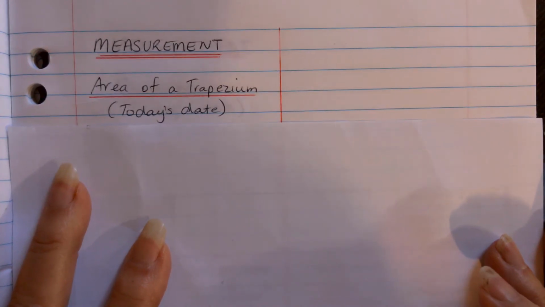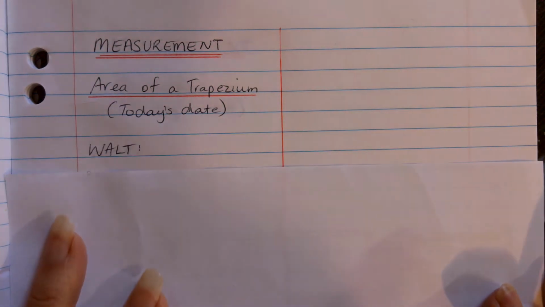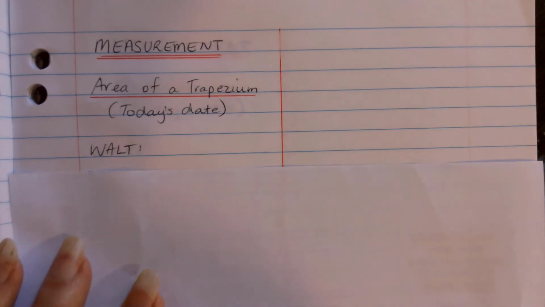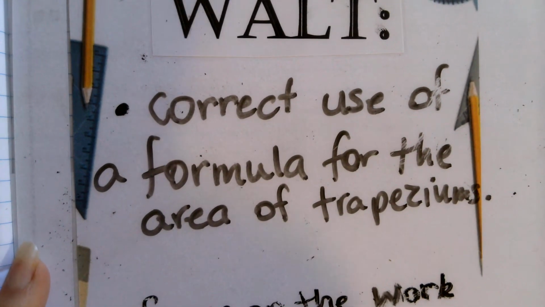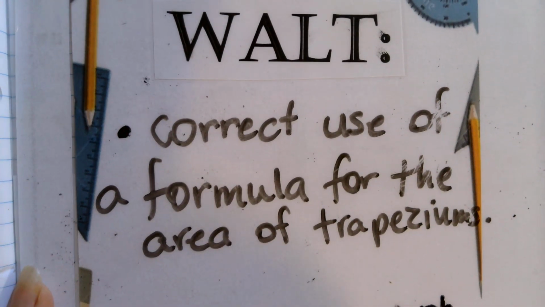You will also have to remember that your area of a rectangle is length times breadth or width, and that your area of a triangle is half of that. And we look at the perpendicular height where there's 90 degrees or the little square. Okay, so our WALT for today is that we will be using the correct formula correctly to find the area of the trapezium. So please copy that down into your book.